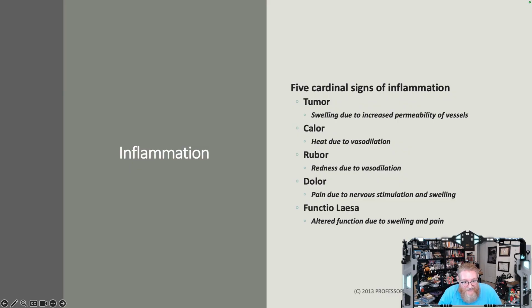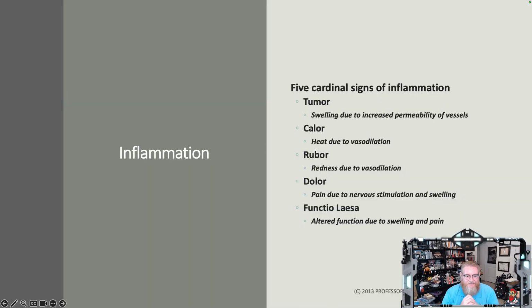You have calor, which is heat due to vasodilation. You are familiar with a word, calorie, which is a measurement of heat. So calor. Rubor, redness due to vasodilation. That one lends itself to memorization fairly easy. Rubor, redness. And dolor, pain due to nervous stimulation and swelling. So dolor is pain.